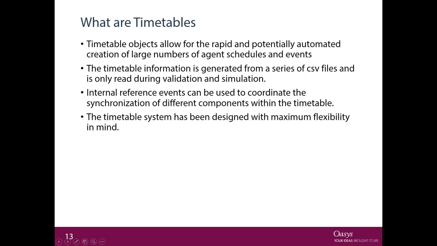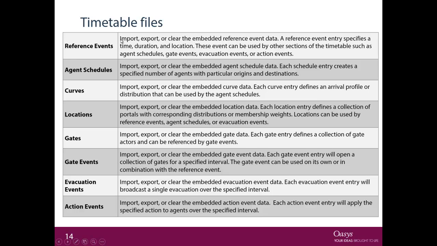Now, with schedules, we have 4 spreadsheets. Now we have 8 spreadsheets. Reference events are train arrival, airport, plane arrival, and so on, or maybe a fire. Agent schedules, as before, numbers of agents. Curves, this is the arrival profile. If there's no curve set, they'll just all arrive in 1 second. Arrival curves will give the time distribution for the agents.